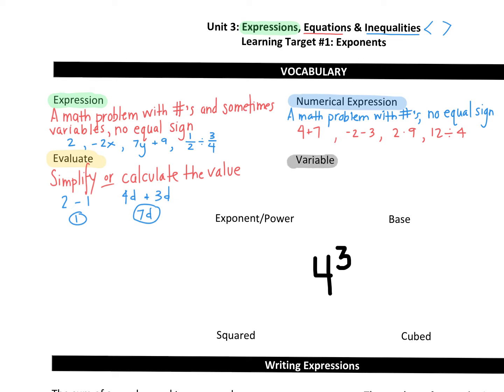The next one is we want to talk about a variable. What is a variable? Well, most of you already know this. A variable is a letter. So make sure you have that written down. It's a letter used in a problem.